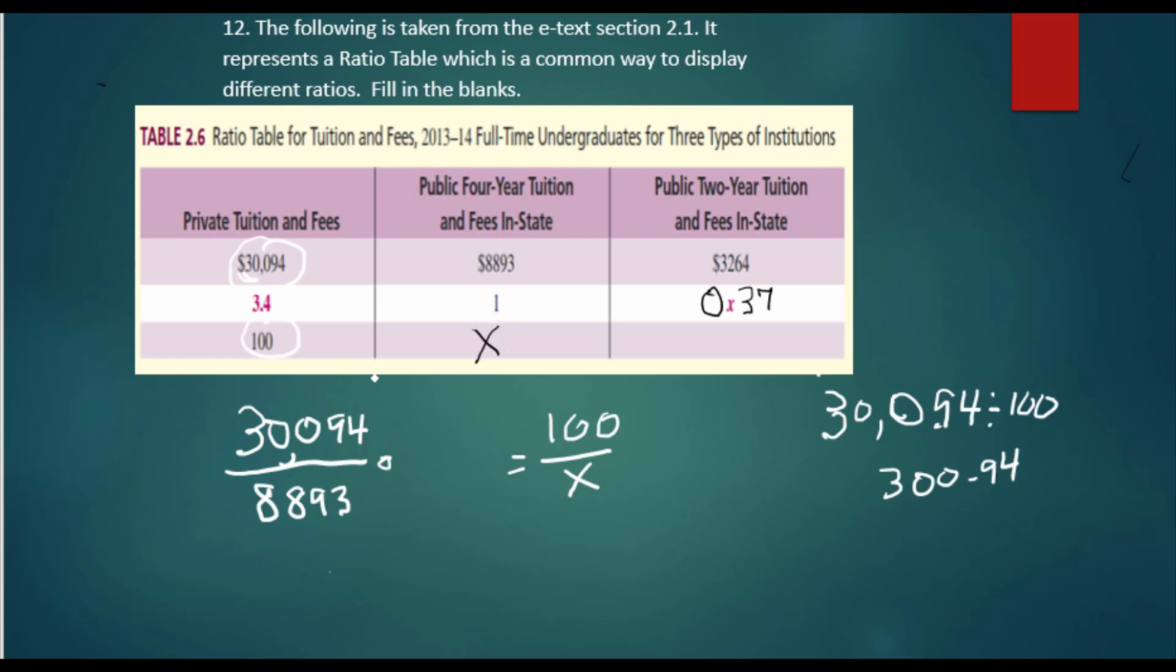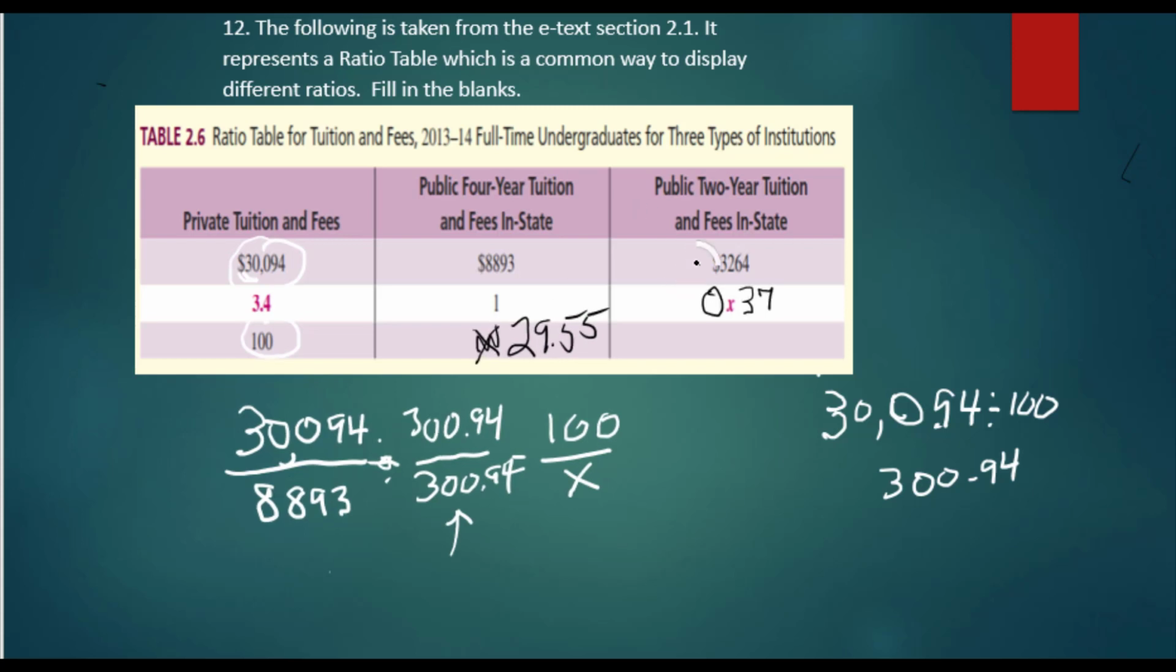So if I take 30,094 and I divide it by 300.94, I will get 100. So I'm going to take 8893 and divide it by 300.94. Notice that number is 1. And if you do that, you will get 29.55. We don't need that anymore.